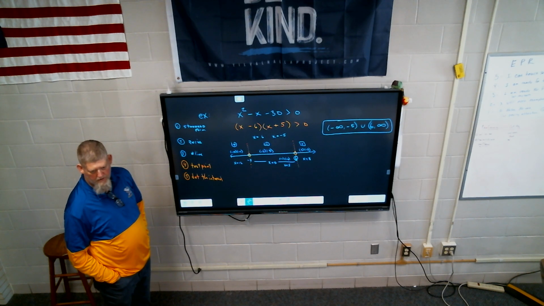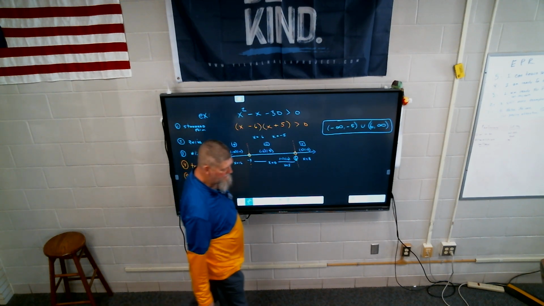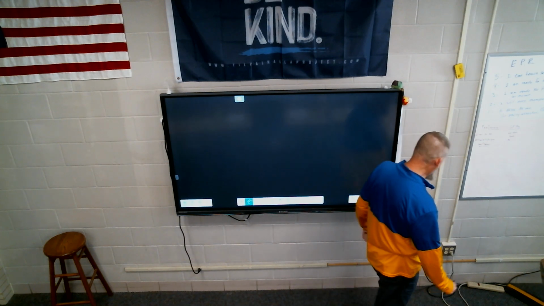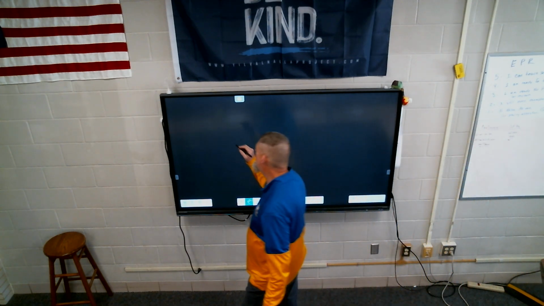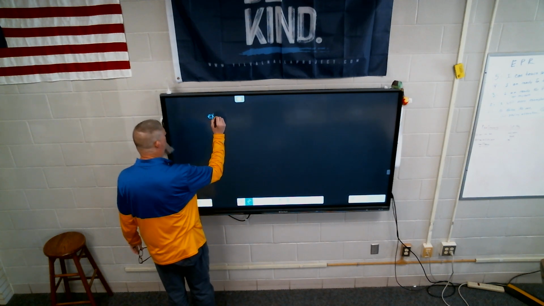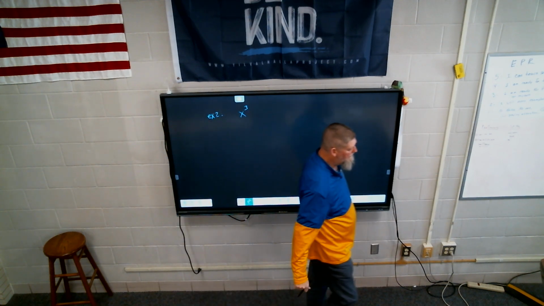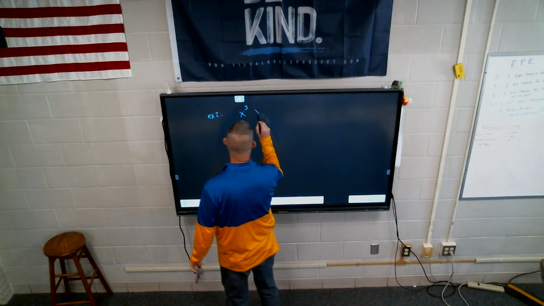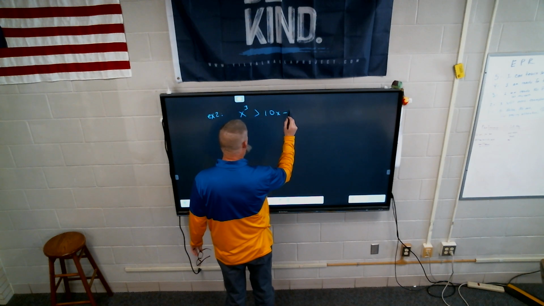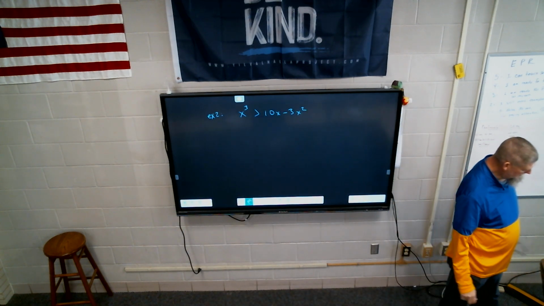Got it? Yep. Process makes sense. Let's do one that's a little more difficult. Great. Same exact 5 steps. X cubed, example number 2. X cubed, and I already forgot what it was, is greater than 10x minus 3x squared. I believe that's the correct problem. There we go.